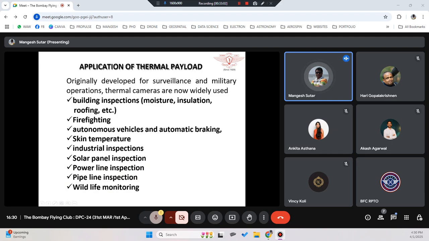So what are the applications of the thermal payload? Originally, they were developed for surveillance and military operations. Thermal cameras are now widely used in regular commercial uses also, like building inspections, moisture detection, roofing, etc.